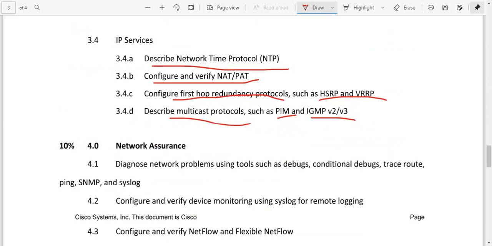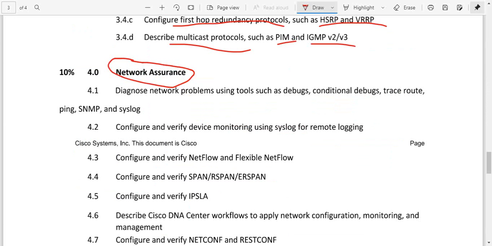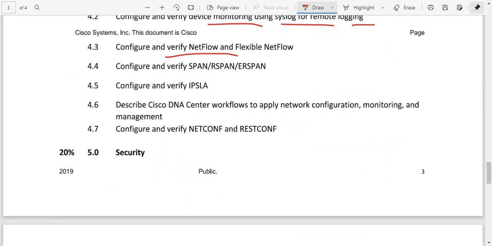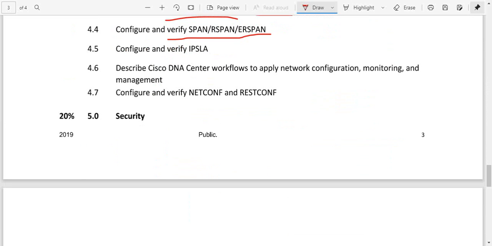So 10% of the questions will come on network assurance. So how do you diagnose network problems using debug, conditional debugs, traceroute, and ping? Verify NetFlow and Flexible NetFlow. How do you verify SPAN, RSPAN, and ERSPAN? How do you configure and verify IP SLA? What is Cisco DNA Center? How do you apply network configuration, monitoring, and management? What is NETCONF, RESTCONF, and how do you configure and verify them?